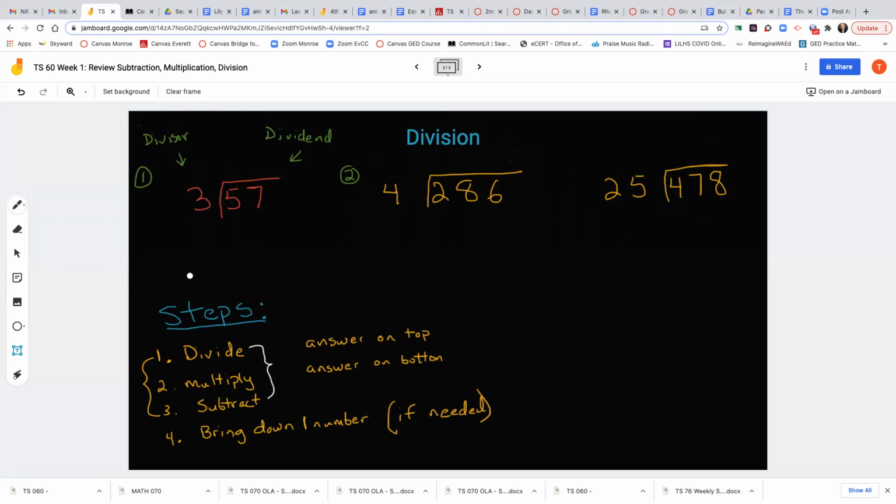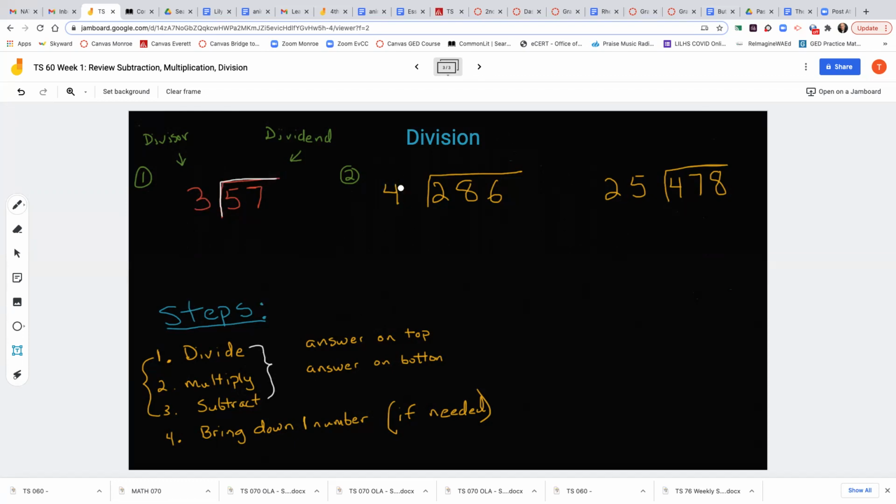So, for instance, let's just go ahead and model it for you, okay? I'm going to take my first number here, 3 divided into 57. And by the way, this number out here is called the divisor, and everything inside of this little bracket thing here is called the dividend, what's being divided into. It sounds kind of like what it means, okay?